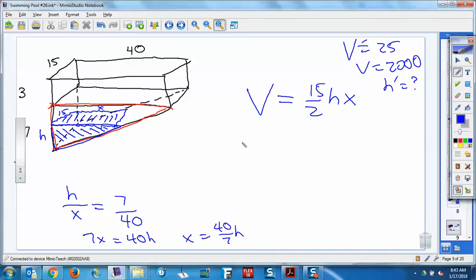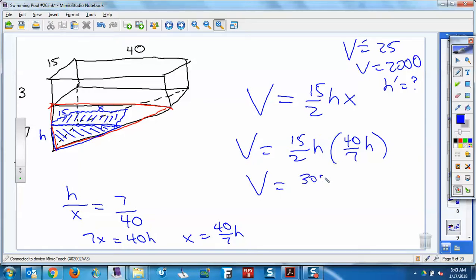And then that allows me to plug that in over there. So I've got 15 halves h and then 40/7 h. So from that standpoint, this is pretty similar to the cone. So that's 300/7 h squared, and then we can do our v prime. Right, and then we know v is 2000, so we know v prime is 25.